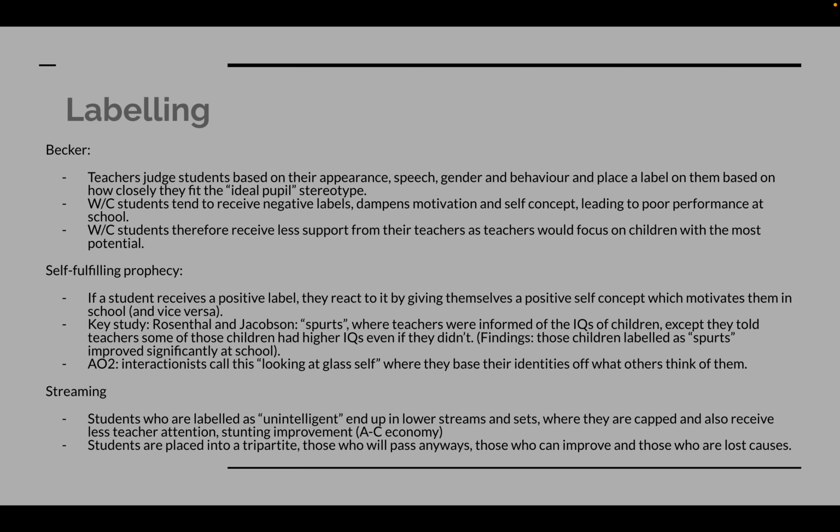Now, they found that those children who were labeled as spurters improved significantly at school as they started receiving more teacher attention. Therefore, teachers placed a label on the students based on their IQ, aka their behavior, just like an objective stereotype, and therefore put more effort into those students, and that caused those students to perform better, showing that labeling does actually impact educational achievement.